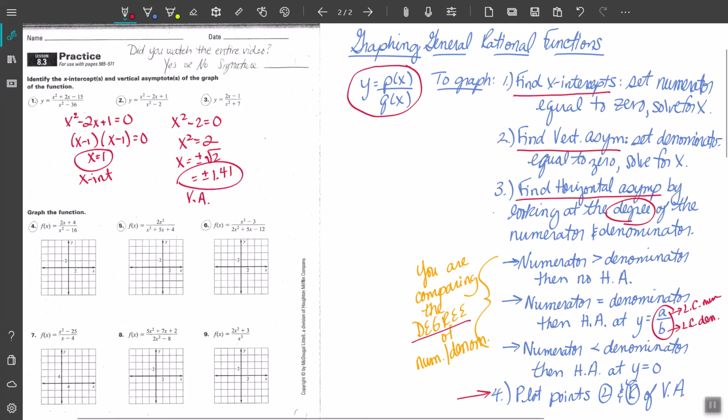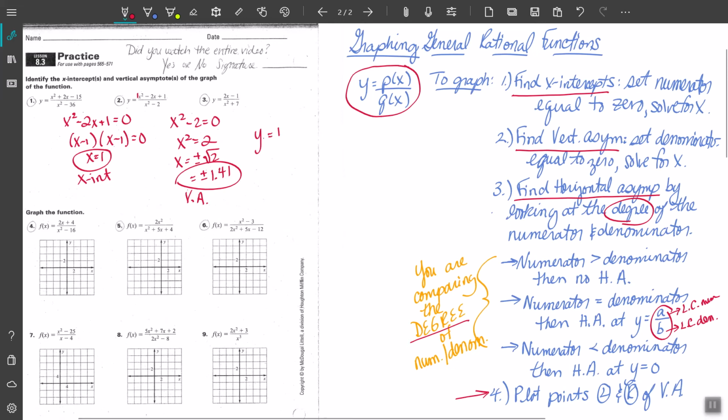And then comparing the degrees, so we're looking for the horizontal asymptote now. Our degree in the numerator is 2, degree in the denominator is 2. When they are equal to each other, we'll find our horizontal asymptote at y equals a, which is this lead coefficient of 1 right here, over b, which is the lead coefficient of 1 in that denominator. So once again, we get another horizontal asymptote at y equals 1, just like we did in the previous problem.